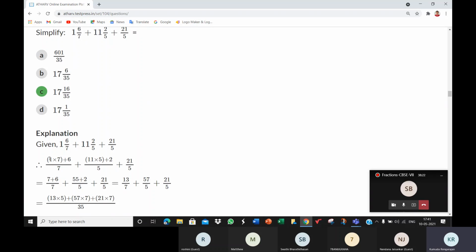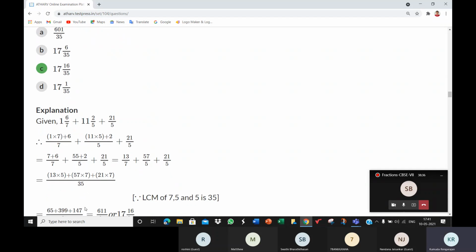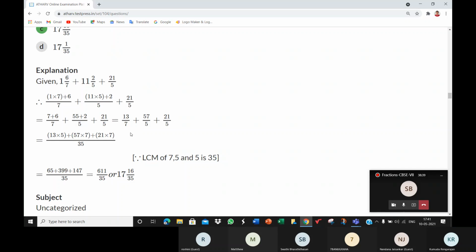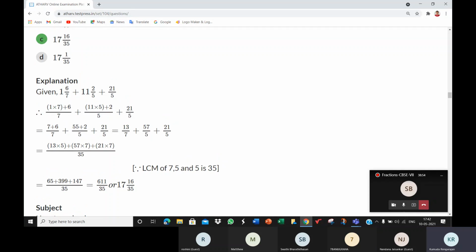So all the steps are shown here. 7 plus 6 by 7. This is 55 plus 2 by 5, and this is 21 by 5. So this is 13 by 7, 57 by 5, and 21 by 5. Now LCM, 35 is the LCM, and you know how to get the numerator. This is an improper fraction. Division, you should perform the long division and write it as a mixed fraction. So this is the correct answer. Option C is the correct answer, 17 16 by 35.